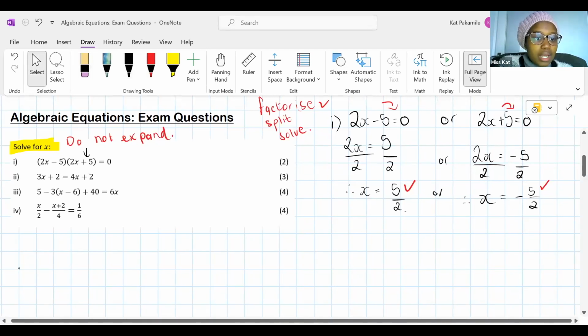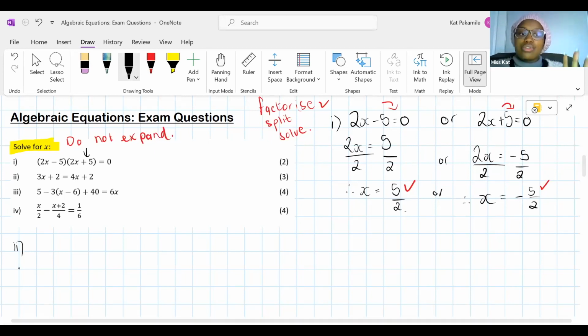Okay. Number 2 is a bit different. Guys, we're doing these because it's showing you what mixed questions look like, right? In your test, they won't say to you, solve for x, this is factors, or you have to add like terms, or this is this. You have to think in your mind: do I have to first factorize? No. Do I have to add like terms? Yes.